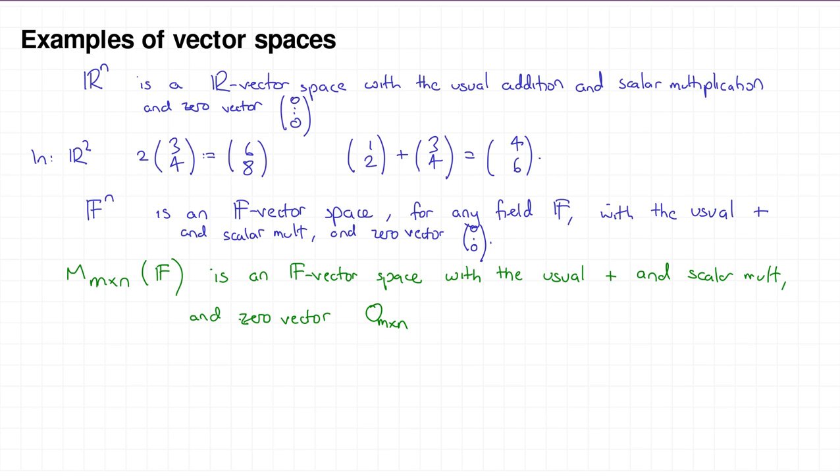Okay, one final standard example is a slightly silly example, but it's important to remember that this exists. So let's take the set just containing something called 0. So this is a set with one element, just an element called 0. So this is a vector space. Well, I haven't said what the field is. This is an F vector space for any choice of field F.